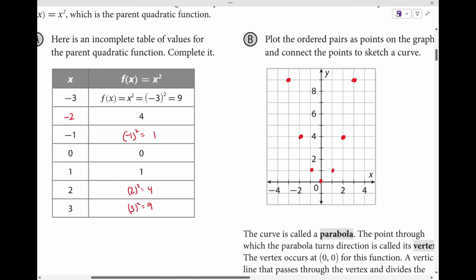Okay, so here's all my points. Now I'm going to draw in my curve. Okay, it's going to go something like this.